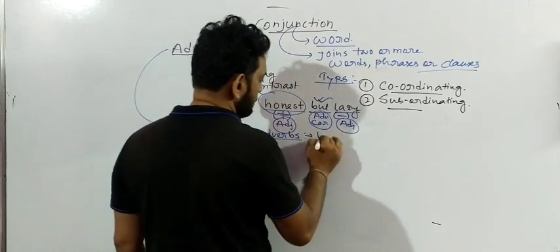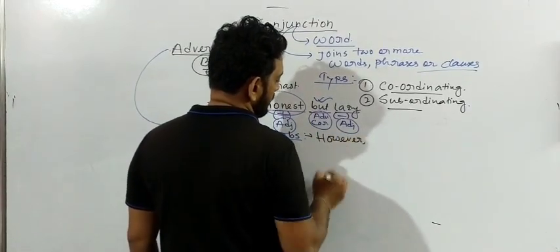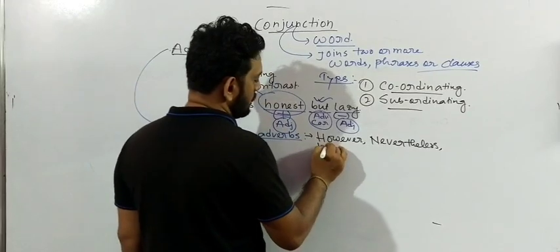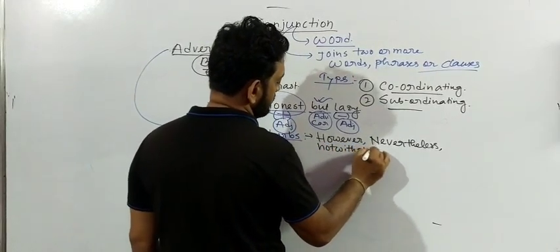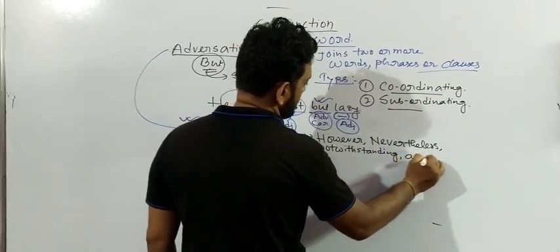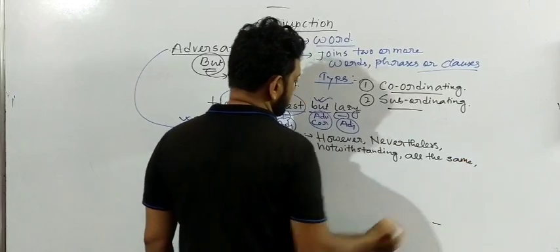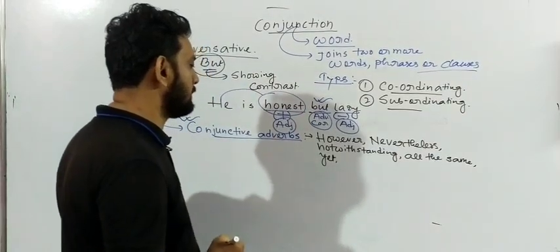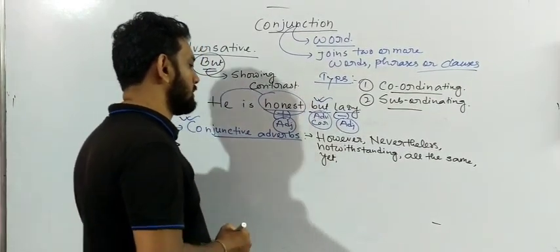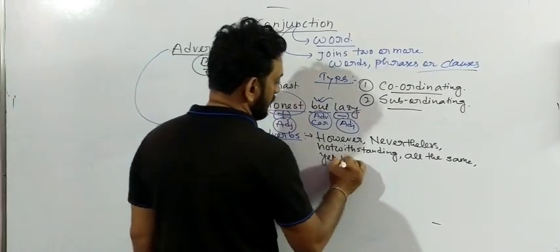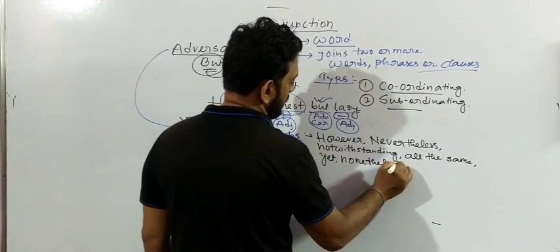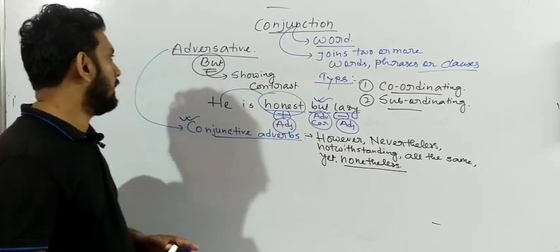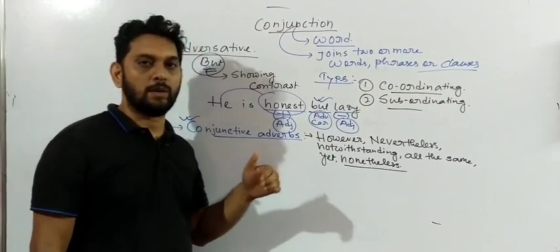First one you can write however. Next you write nevertheless. Next you write notwithstanding. Next you write all the same. Next you can write yet. Okay, however, nevertheless, notwithstanding, yet, nonetheless. So all these are called adversative conjunctive adverbs. Please write it down. We have to understand how we can use them in a sentence.